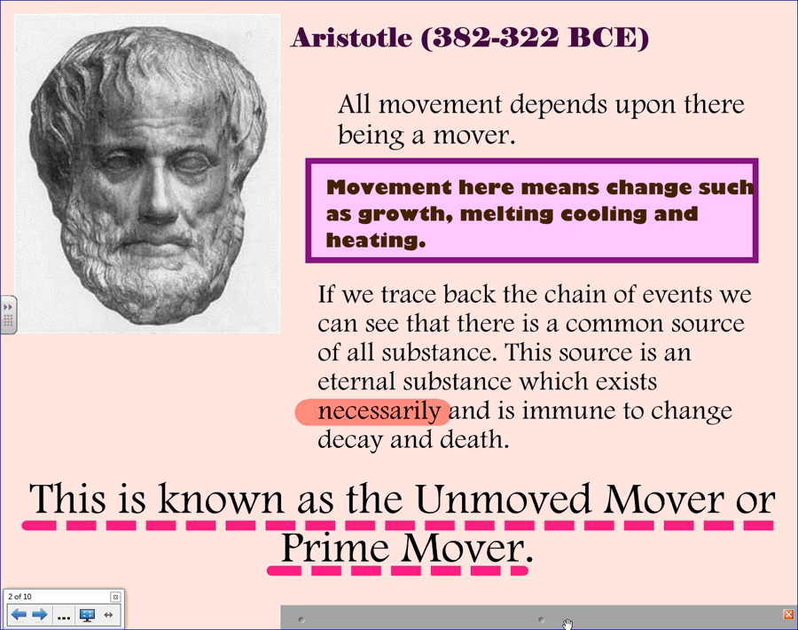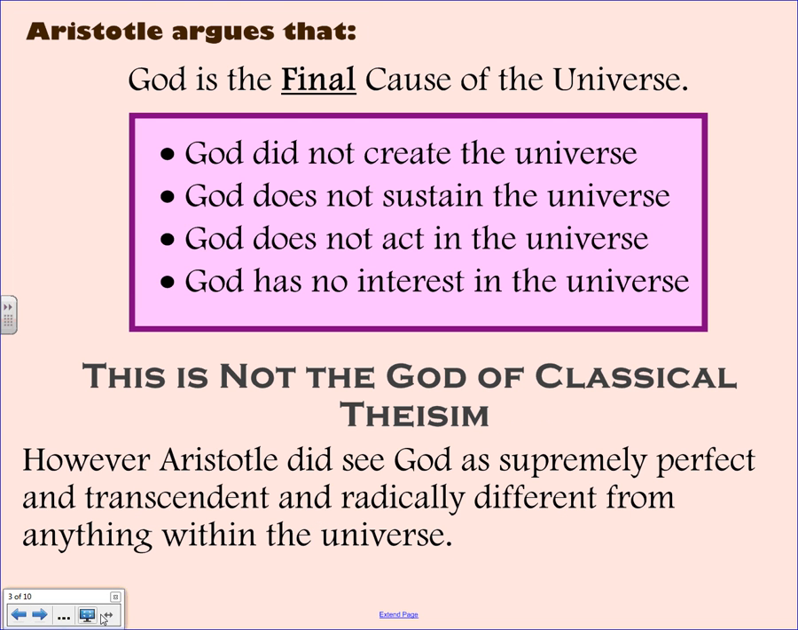So Aristotle comes to this conclusion that there must be a prime mover. There must be something that starts off this chain of change or movement, but yet is unchanged or unmoved by any other thing. Now, for want of a better word, we're going to call this God. But this is not the God that we know from Christianity. It's not the God of classical theism.